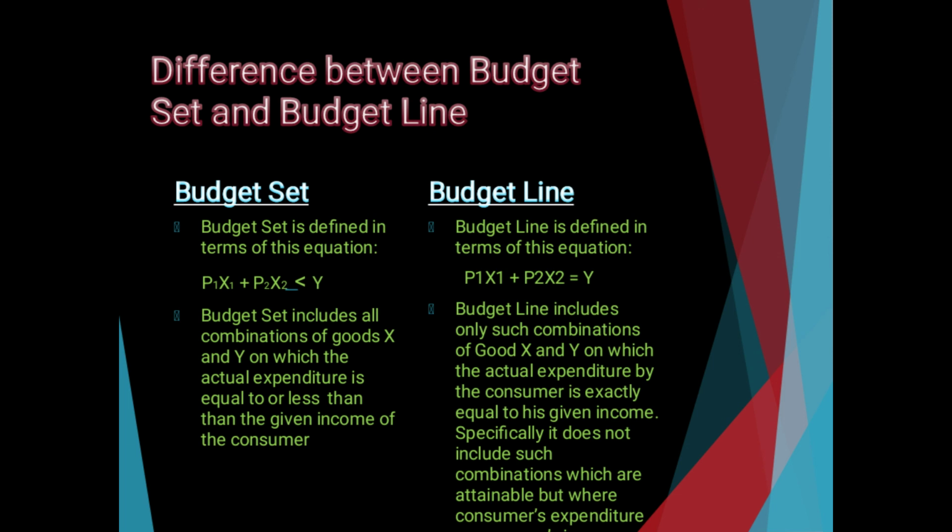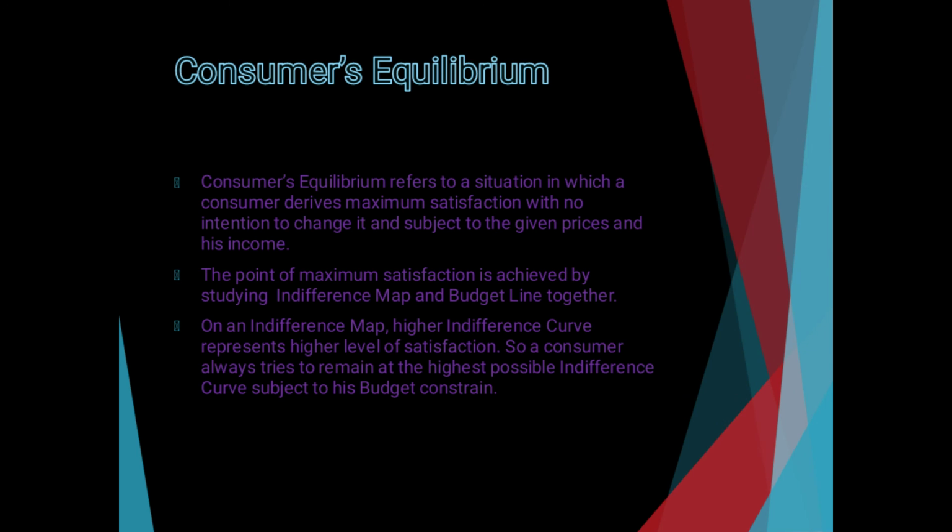What does it mean? If I have only 60 rupees to be spent on a particular good, we are not allowed to go beyond that. So the budget set includes all combinations of goods X and Y on which the actual expenditure is equal to or less than the given income of the consumer, and the budget line indicates only such combinations of goods X and Y on which the actual expenditure by the consumer is exactly equal to his given income. It does not include combinations which are attainable but where consumer expenditure is not allowed to go.